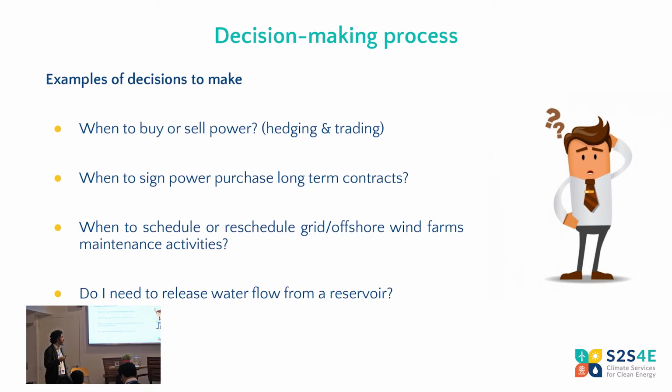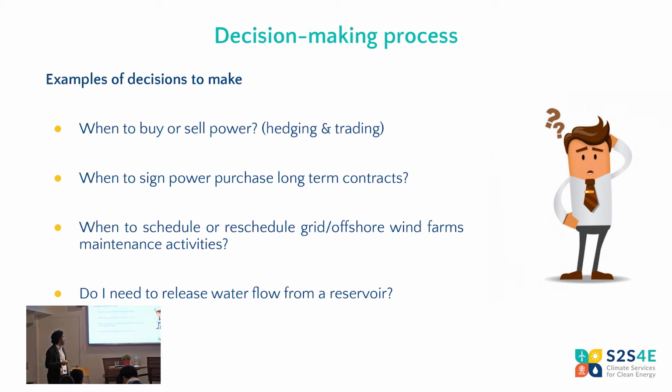When to schedule or reschedule grid or offshore wind farm maintenance. These maintenance activities, mainly offshore, require a lot of money and investment. So they have to think twice about when to do that and what is the optimal moment. For example, they have to stop the offshore wind farms to do the maintenance, so they should stop them when the resource is low. Otherwise, they will lose more money. So this type of decision has a big impact on the economic benefits of those companies. That's why it's important.